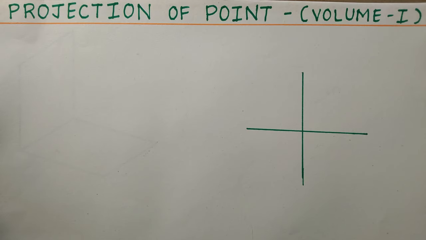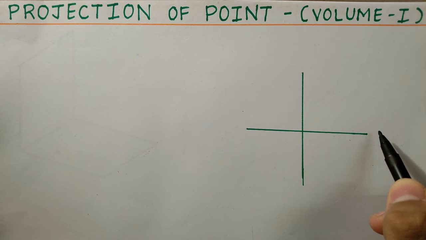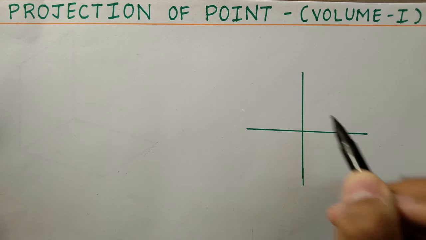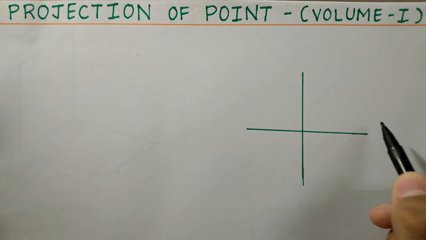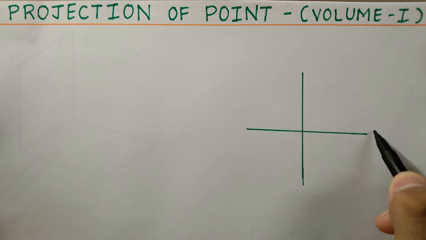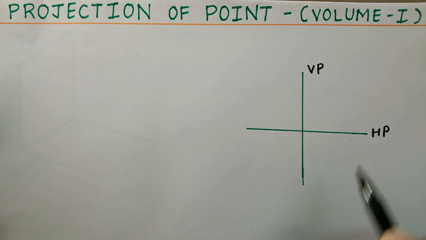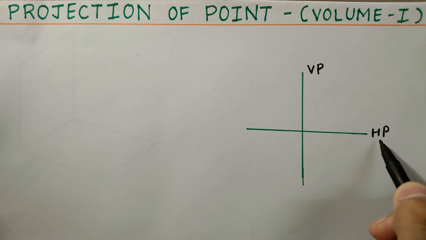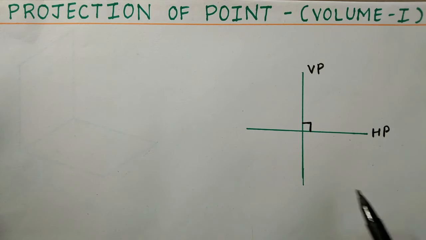So now guys, we should understand about different quadrants before understanding projection of point. In engineering drawing, this horizontal line in the quadrant is nothing but a horizontal plane, and this vertical line in engineering drawing is nothing but a vertical plane. Horizontal plane, in short, is written as HP, and vertical plane, in short, is written as VP. Now these two planes, horizontal plane and the vertical plane, are at right angles with each other. Means they are found to be bisecting with each other.